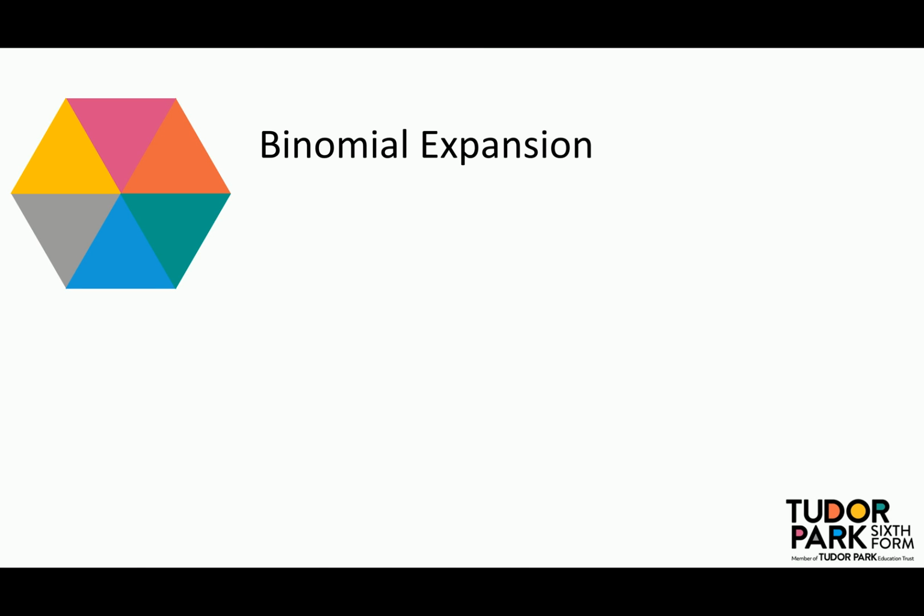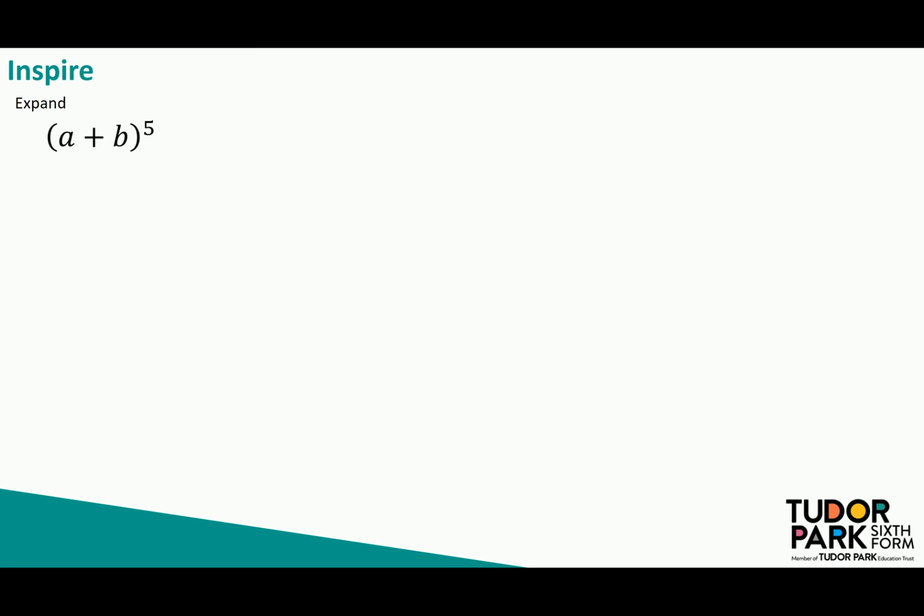Now we're going to look at binomial expansion. So here I have a binomial, a bracket with two terms in it, and I'm looking to expand it. So (a + b) to the power of 5 would be (a + b) times (a + b) times (a + b) times (a + b) times (a + b). Now we should understand that we could do this longhand, but we want a shorter way of doing this.